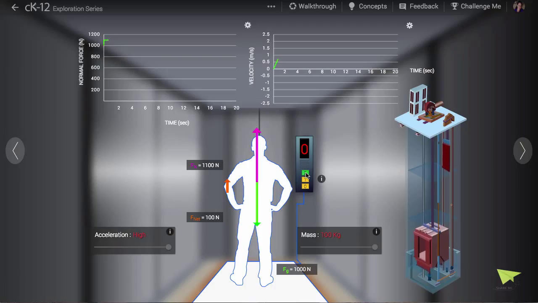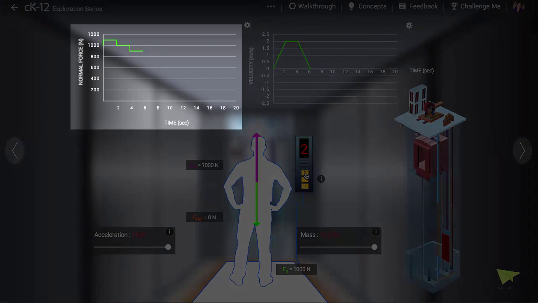If the elevator pushes upward on you with more force than that needed to balance your weight, you accelerate upward. If instead the elevator pushes upward on you with less force than that needed to balance your weight, you accelerate downward. That means you slow to a stop when moving upward.